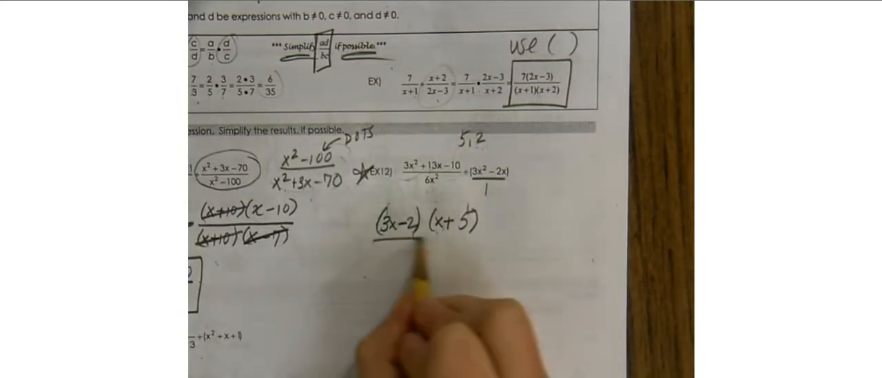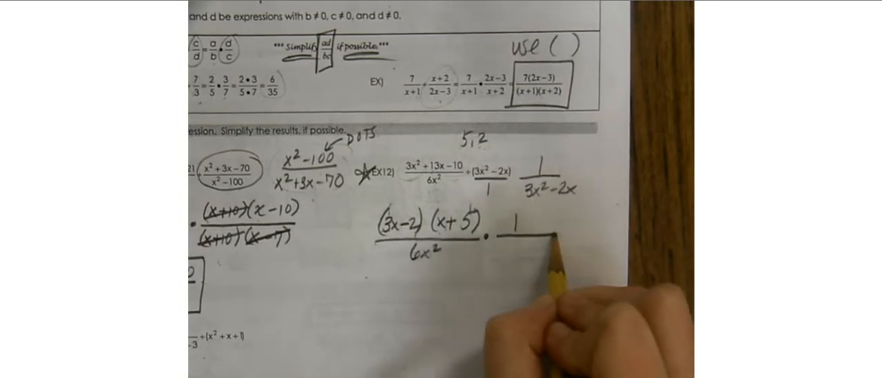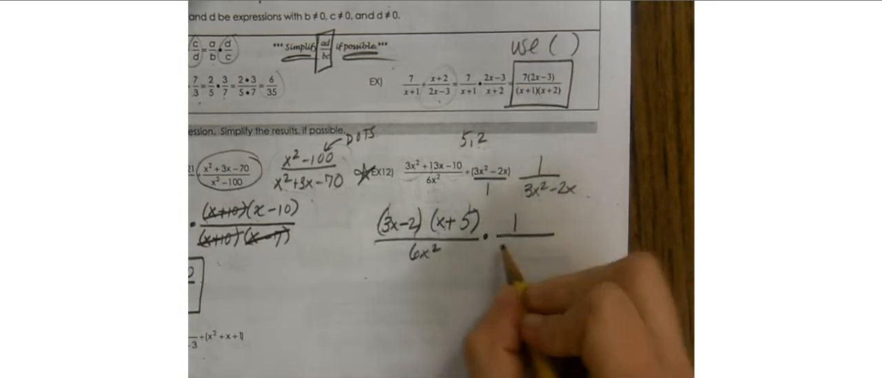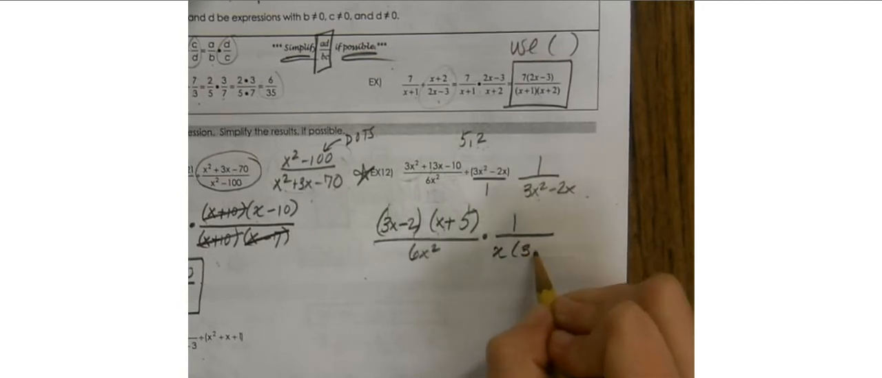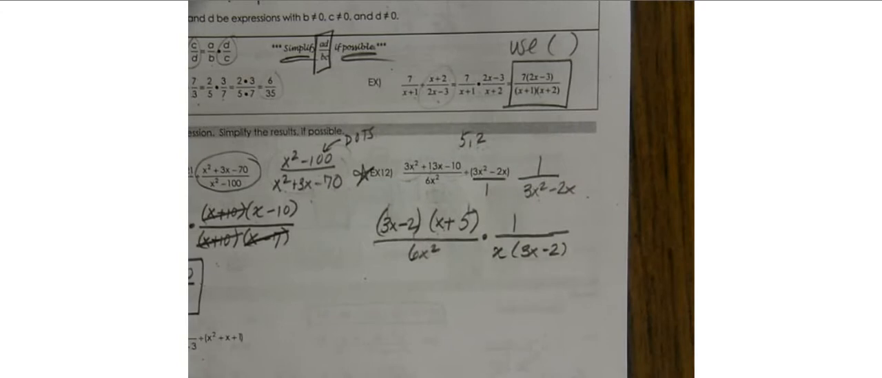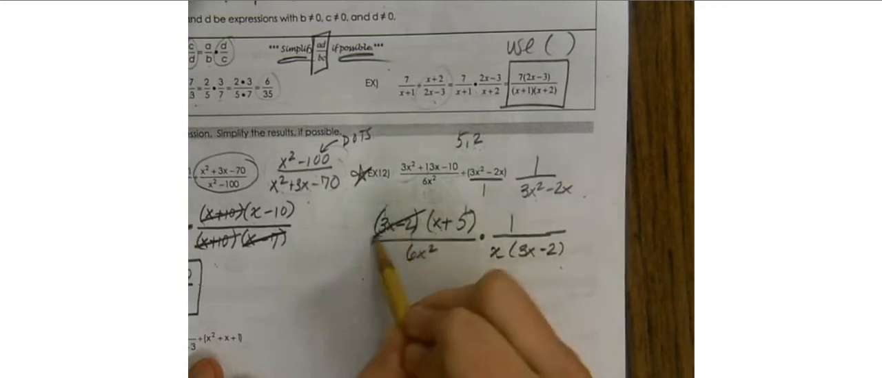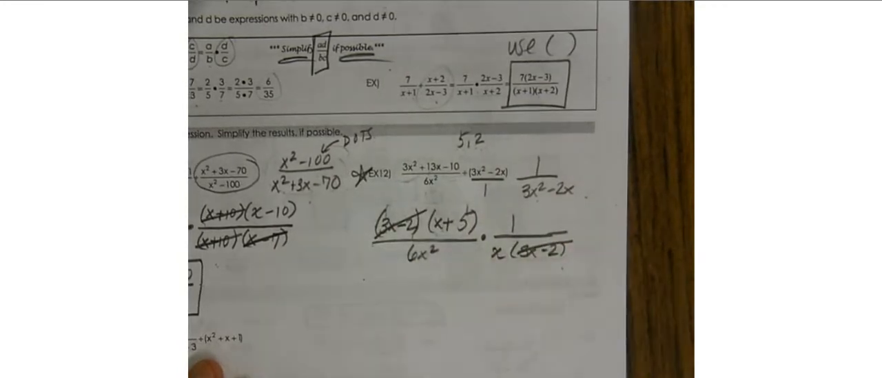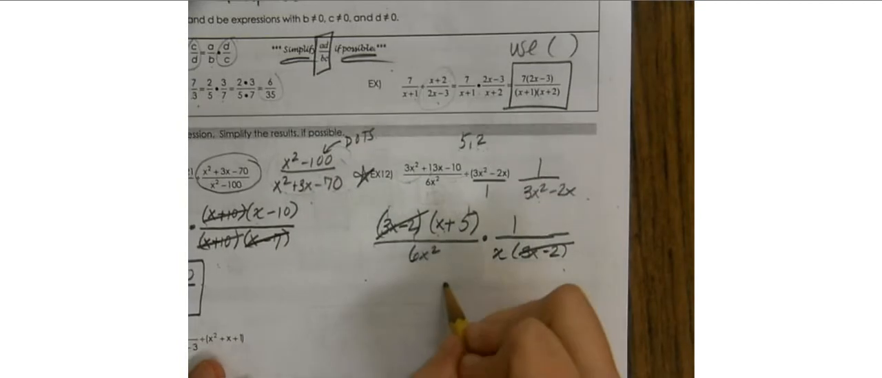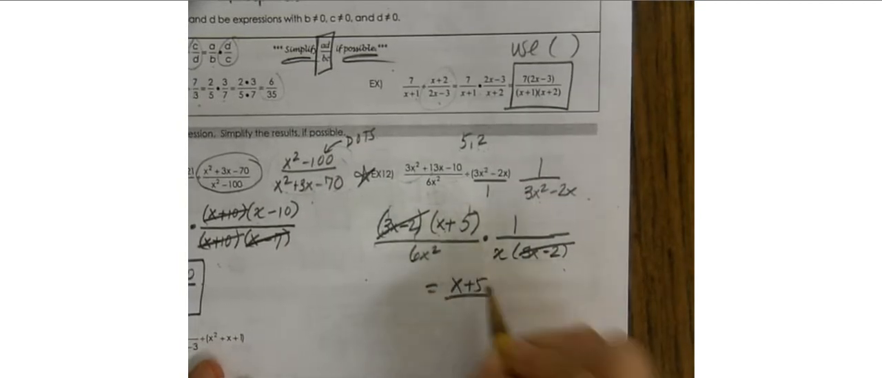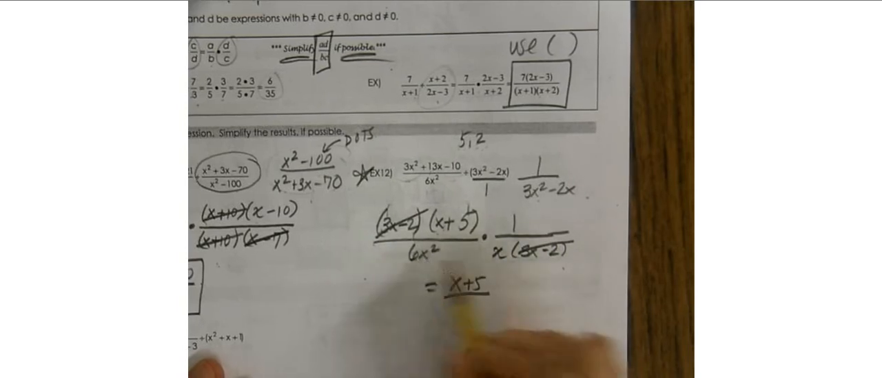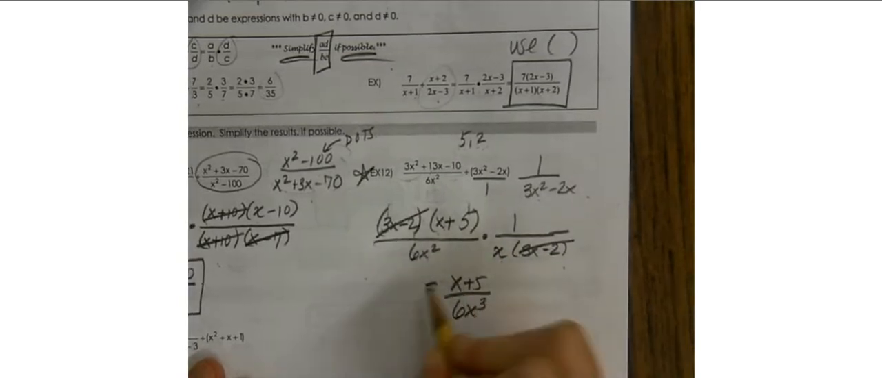This is going to be all over 6x squared. Now, I'm going to multiply this fraction by the reciprocal, so that is 1 over 3x squared minus 2x. So this is going to be 1 over 3x squared and 2x, they both have in common an x, and the leftovers is 3x minus 2. So now I'm going to eliminate anything that is the same in the top and on the bottom. And I see that there's a 3x minus 2 in the top and a 3x minus 2 in the bottom. And there's nothing else for me to eliminate. So my answer is going to be x plus 5 all over 6x squared times x, which is 6x cubed. So this is our answer.